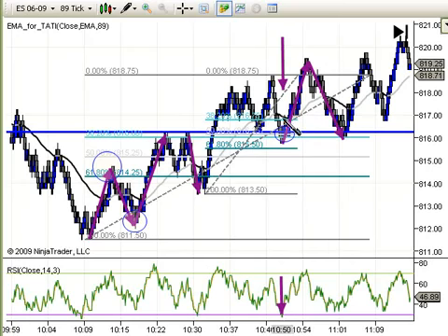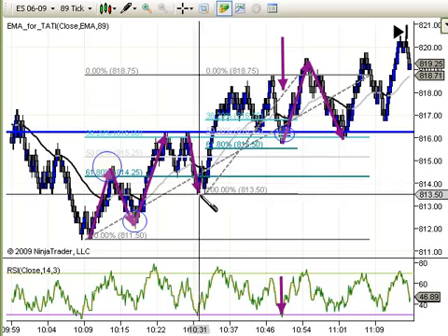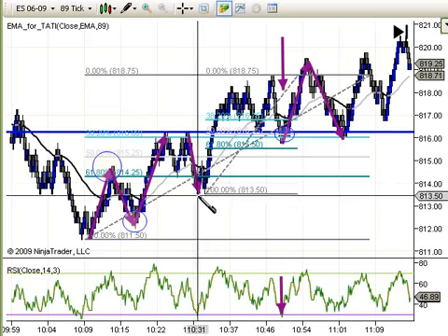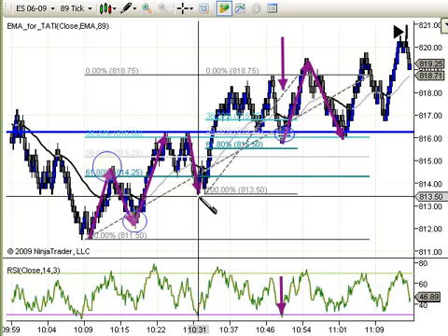And you can use any one of a number of things for a stop. You can use underneath the fib at the 62 right here at 814, or you could use the prior structure support here at this lower low.